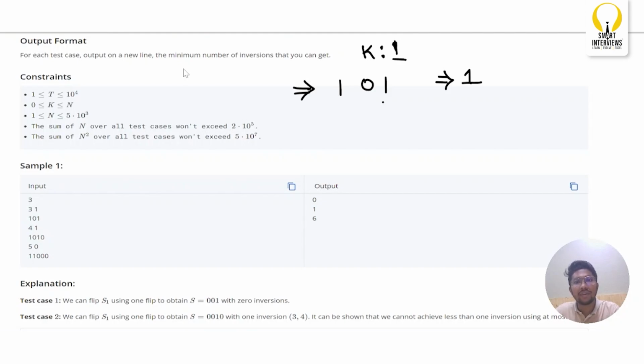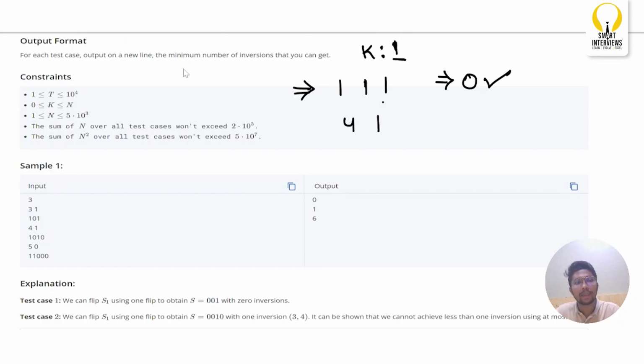So I have a flip. I'll use this flip and flip the 0 to 1. Now I'll check the count. I'll get the count 0. What is our task? To find the minimum inversion count. Yes, the answer is 0. Now we'll go with the second example.